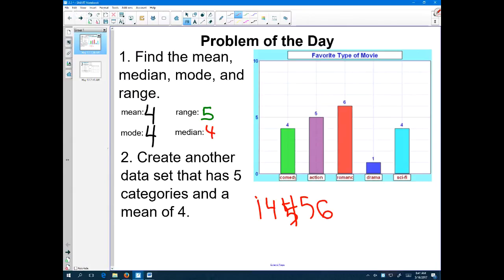Very good. Okay, now next thing is what we did yesterday where you were given a mean and said there are 5 categories or 5 households, whatever, and you had to give me numbers that would work. So does anyone have a set of data that would also give you a mean of 4 but is different than 6, 5, 4, 4, and 1?